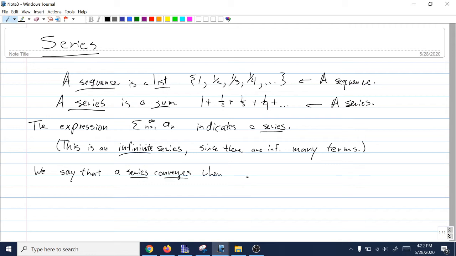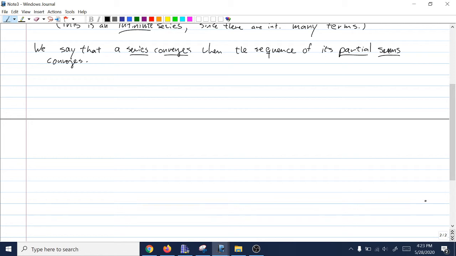We say that the series converges when the sequence of its partial sums converges. We defined what it means for a sequence to converge last time, so that word is well defined. What's a partial sum? A partial sum is add up part of the series, some finite part.